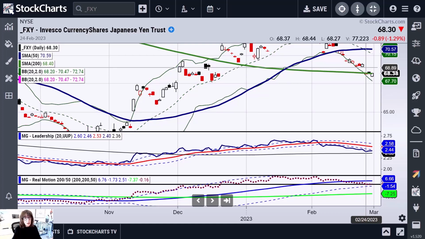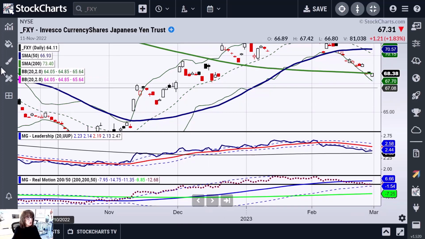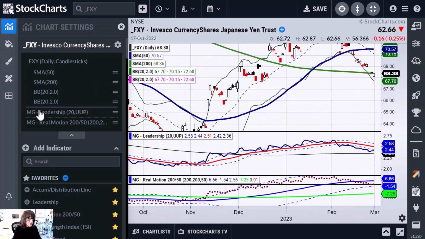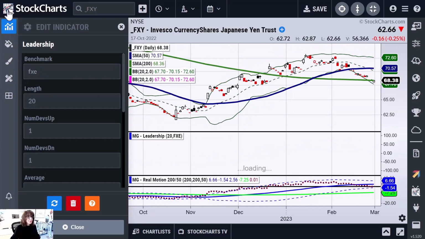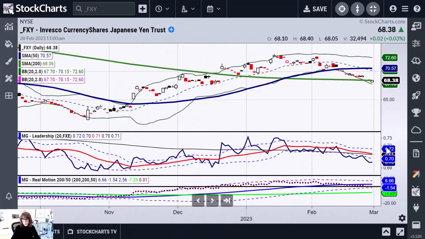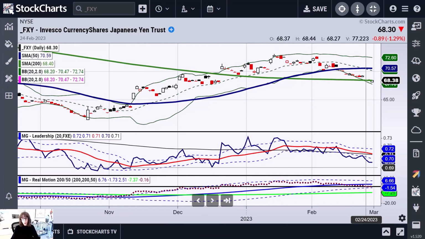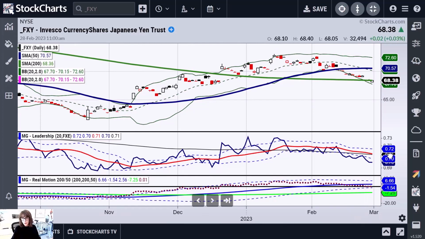So in the currencies, yes, the dollar is still the strongest one. Now let's move to switching the leadership from a UUP to an FXE. And we go back and take a look, you can see that it's actually even worse against the euro than it is of the dollar. So if we're going to look to be trading anything in the currencies right now, as I said, I would be looking at, first of all, the possibility of the Japanese yen, if it can actually clear, let's say, over this high, which is 68.53.